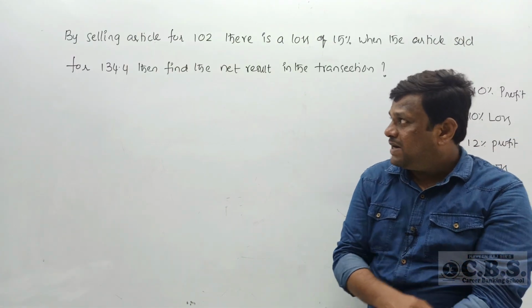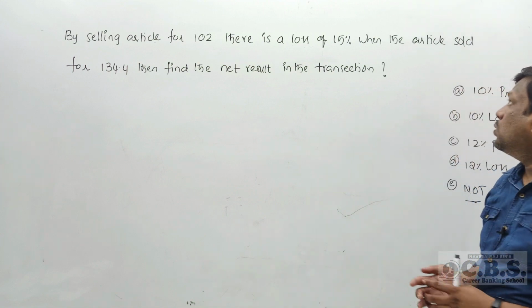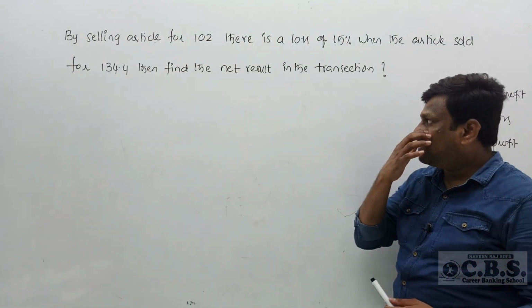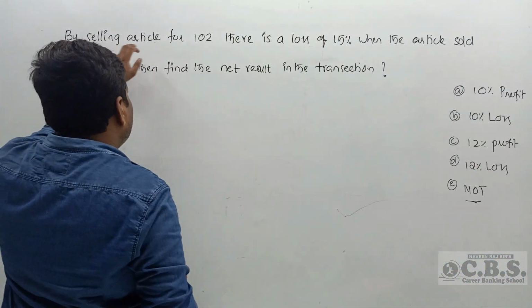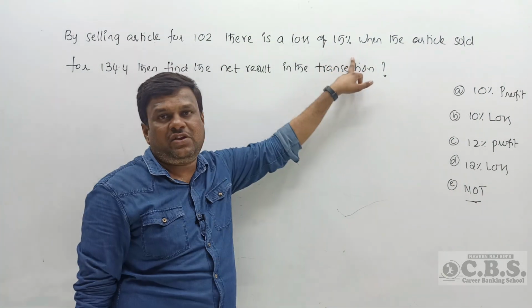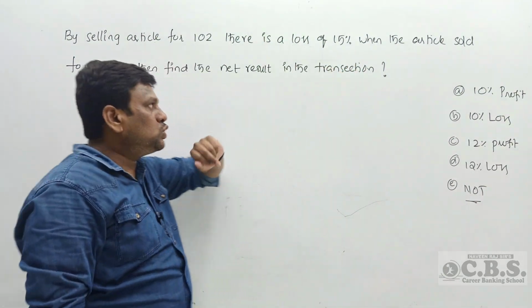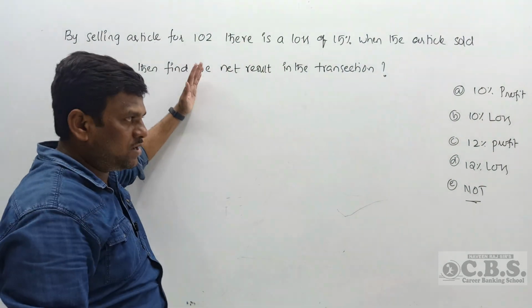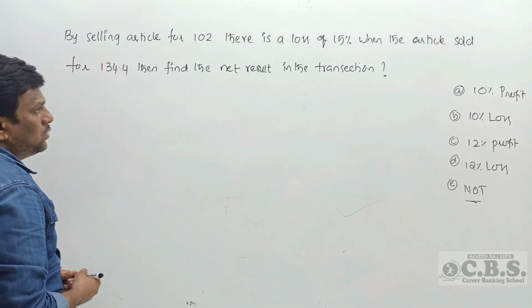So next question: by selling an article for 102 rupees, there is a loss of 15%. When the article is sold for 134.4 rupees, then find the net result on this transaction. So here, when the article is sold for 102 rupees, the shopkeeper gets a loss of 15%. But he changed to sell the article at 134.4 rupees. Find the profit percentage or loss percentage. Net result means maybe a profit happened or maybe a loss happened. It will depend on this one.